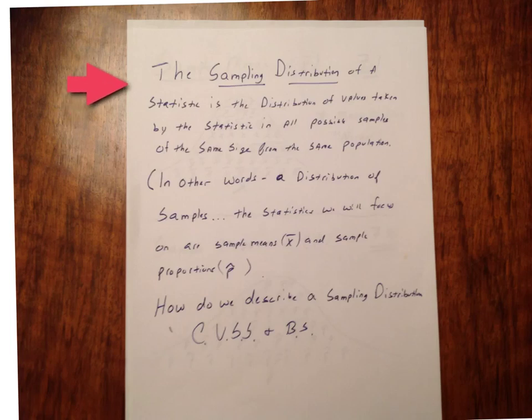The sampling distribution of a statistic is the distribution of values taken by the statistic in all possible samples of the same size from the same population. In other words, it's a distribution of samples. Now, what's a statistic? Well, the statistics we're going to focus on are sample means and sample proportions. Now, how do we describe a sampling distribution? Well, go back to chapter 1: center, shape, and spread.